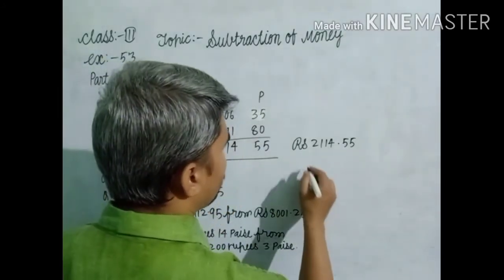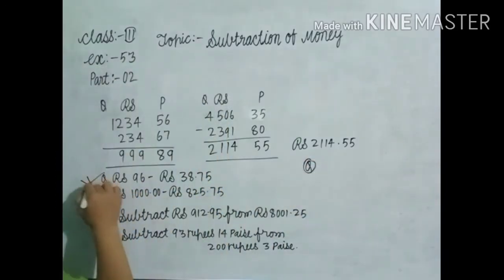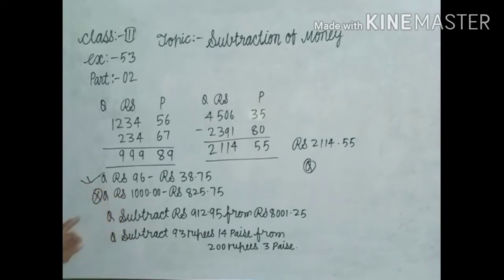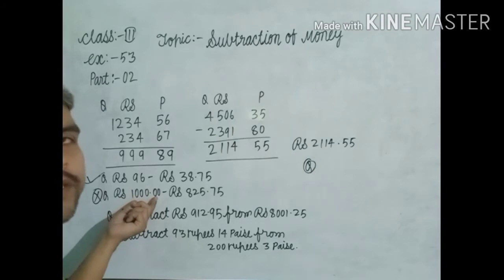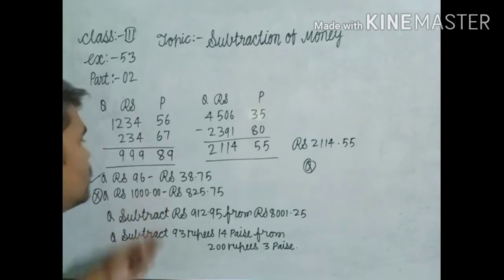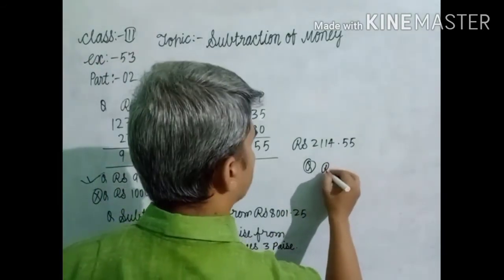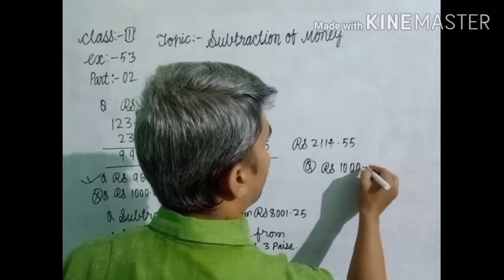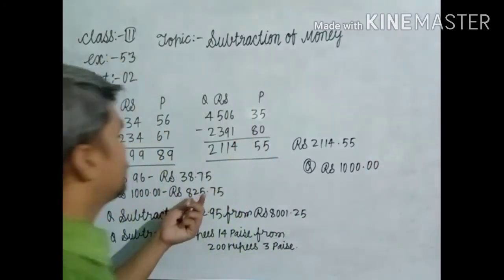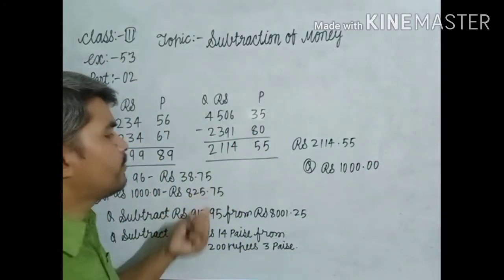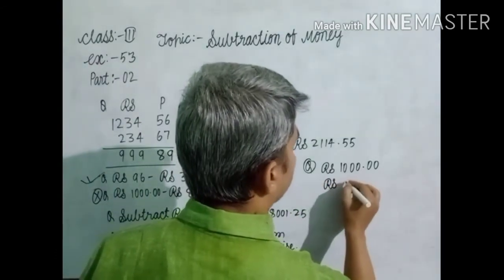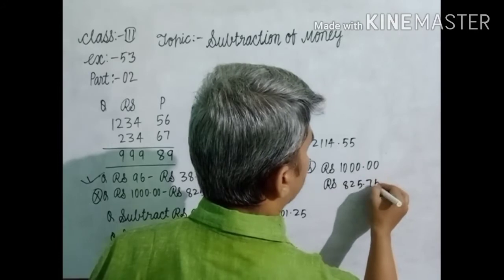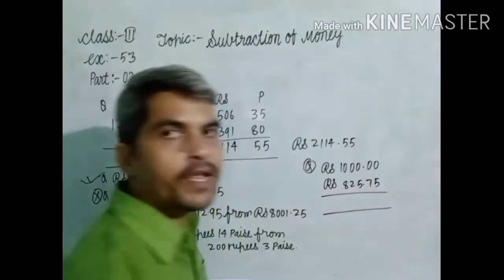Dear students, how to make? Please look at these problems. Before the problems, I solved these problems. Why? Because you see here, this is already represented in decimal form. So you write Rs 1000.00 and here Rs 825.75. Now you subtract them, normal subtraction.